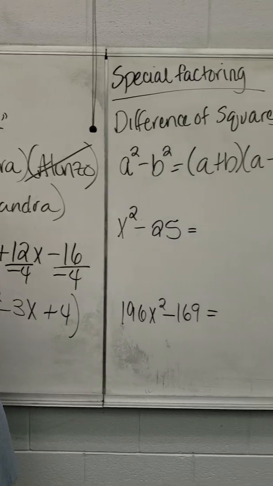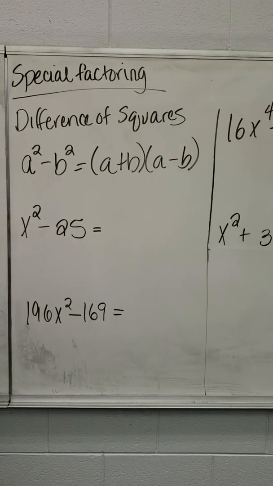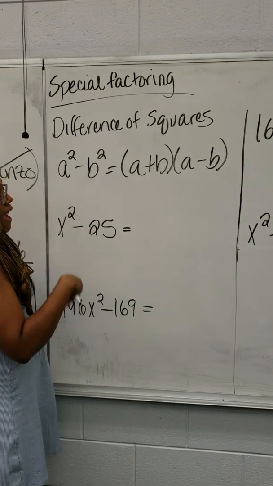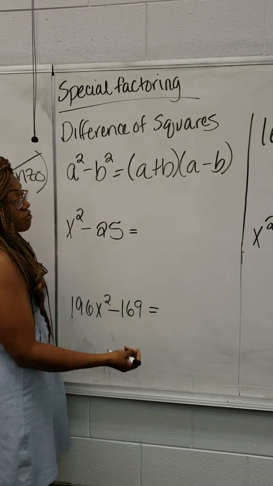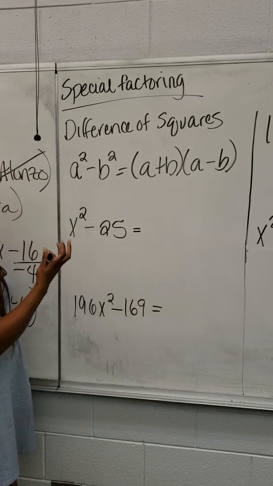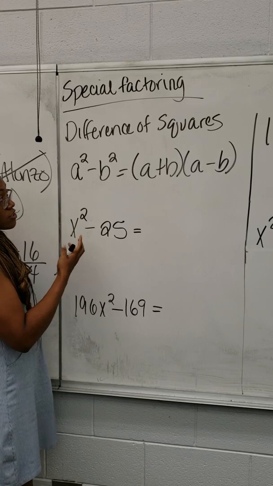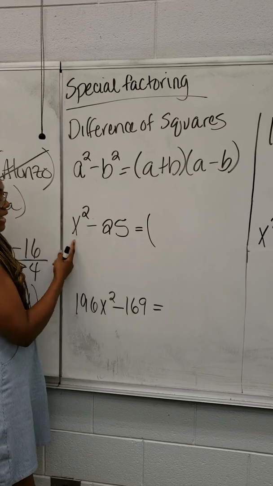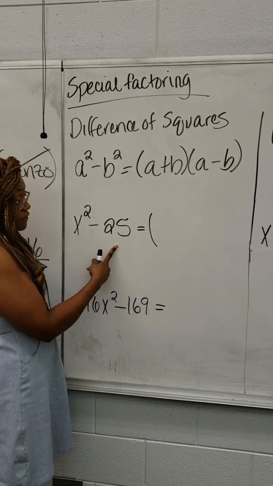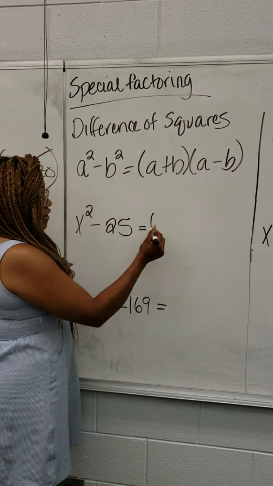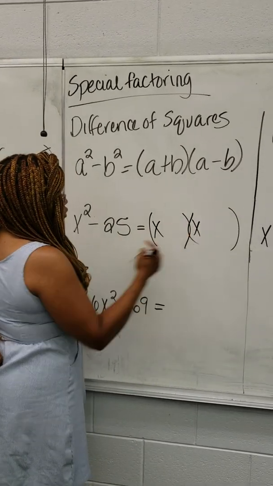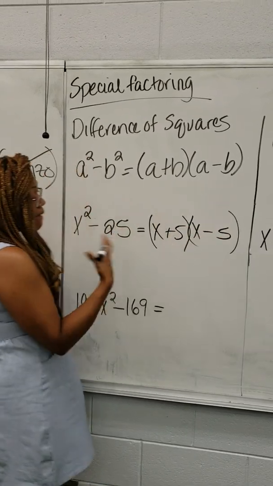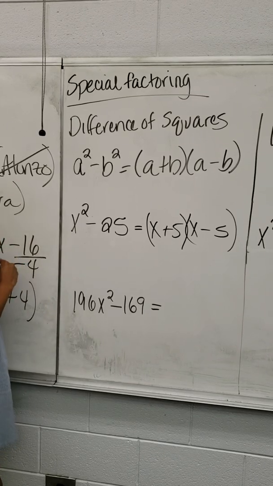The next part is special factoring. We have the difference of squares, which is a squared minus b squared equals a plus b and a minus b. At the beginning of the semester, I gave you a list of all of the perfectly squared numbers. You should be familiar with them so that you can easily factor the difference of squares. So if I have x squared minus 25, is x perfectly squared? Yes. Is 25 perfectly squared? Yes. X is perfectly squared for x, and 25 is perfectly squared for who? 5. So this should be x plus 5 and x minus 5. It does not matter which order you put it in, as long as you know your perfectly squared numbers.